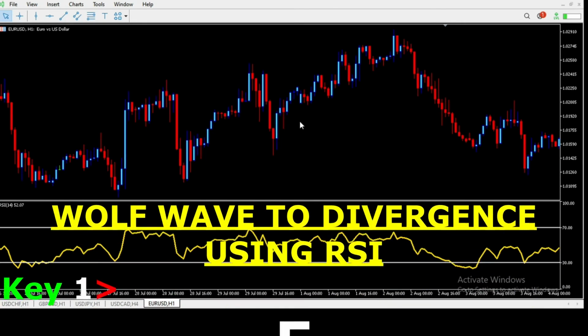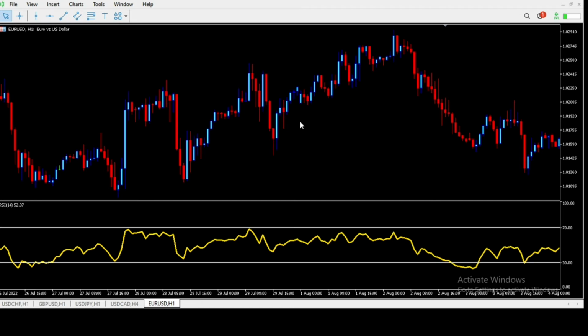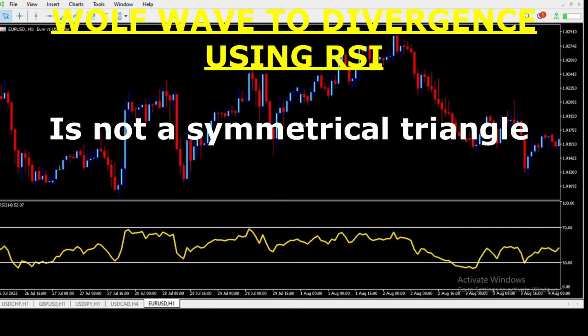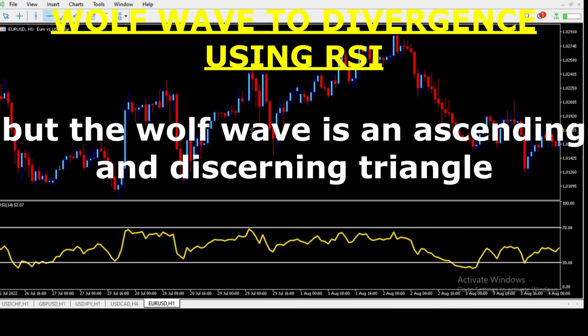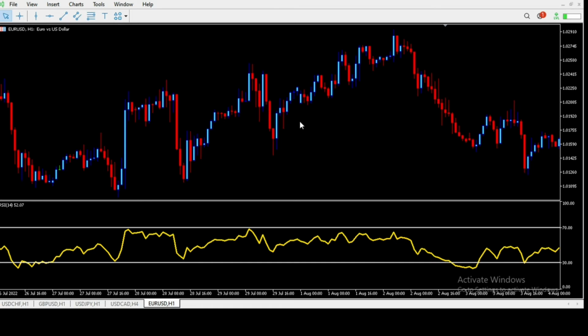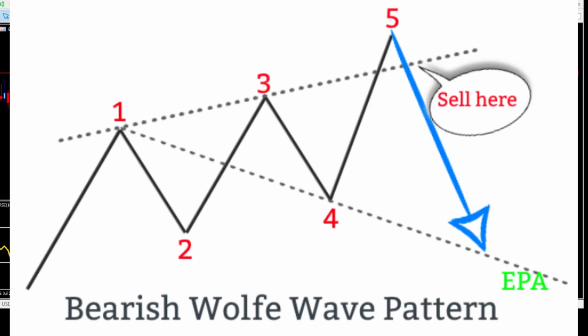Wave 5 gives us the entry to know the direction and the movement of the market chart. Also, the Wolfe Wave is not a symmetric triangle. Rather, the Wolfe Wave is an ascending and descending triangle. Most traders think that the Wolfe Wave is a symmetric triangle, but it's not. We have wave 1, wave 2, wave 3, wave 4, and wave 5, which gives us a bullish Wolfe Wave pattern.